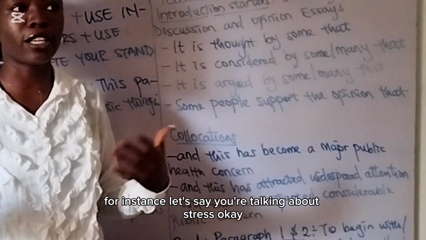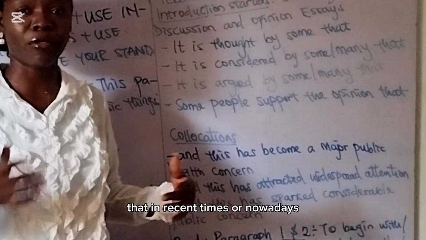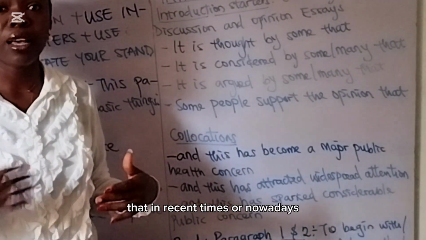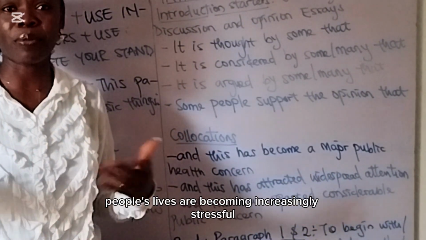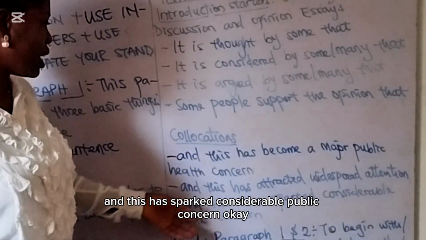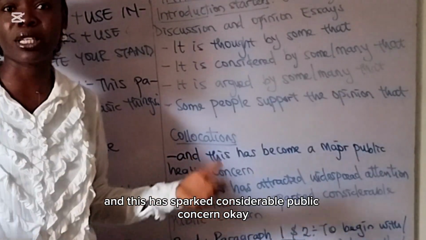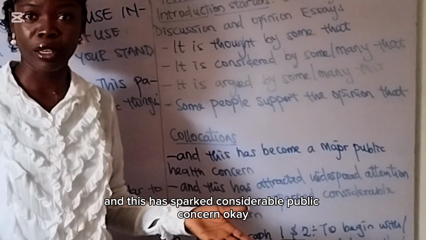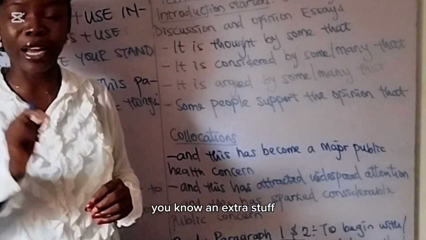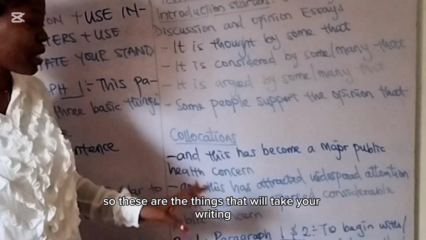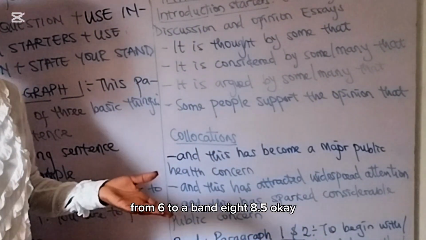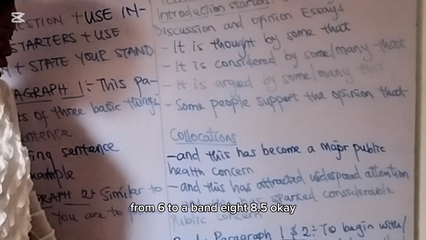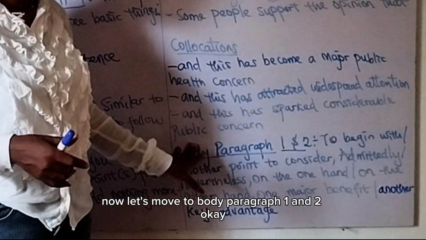Okay, for instance, let's say you're talking about stress. In recent times and nowadays, people's lives are becoming increasingly stressful, and this has sparked considerable public concern. Okay, so you can just have that as an extra. So these are the things that will take your writing from 6 to a band 8 and 8.5. Okay, now let's move to body paragraph 1 and 2.